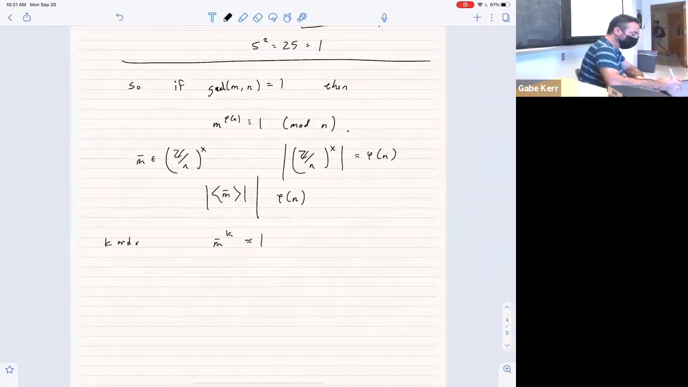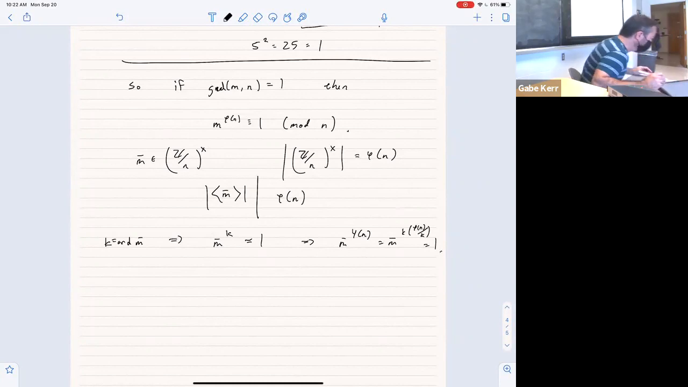Sorry, I'm almost done. Then m to the K is 1. But since K divides phi of n, we can divide an integer here and we get m to the phi of n is 1.